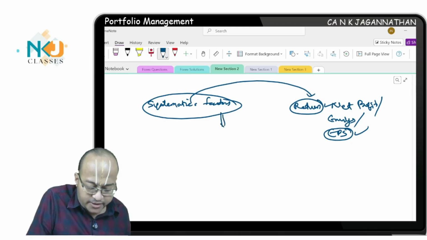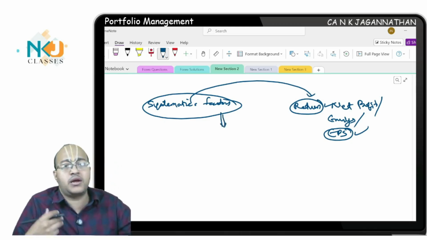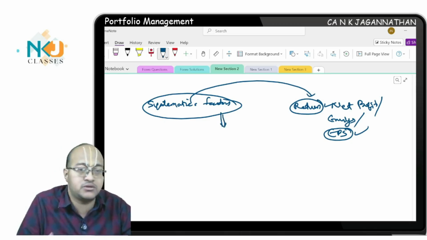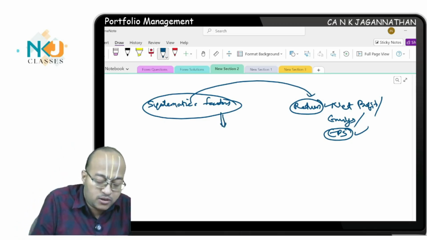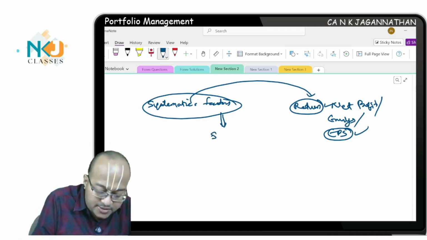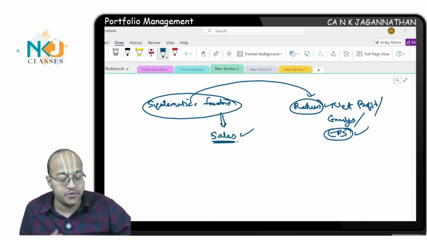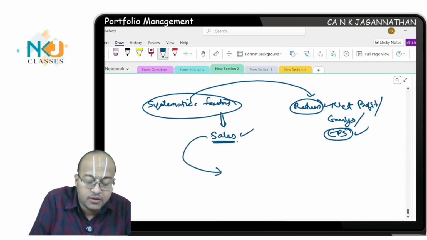The systematic factors like inflation, GDP, labor data, interest rate changes, currency fluctuations, a pandemic like COVID, any systematic factors will affect the sales of the company. Are you all understanding? It will affect the revenue of the company. Thereafter, what happens? Sales of the company is getting affected.